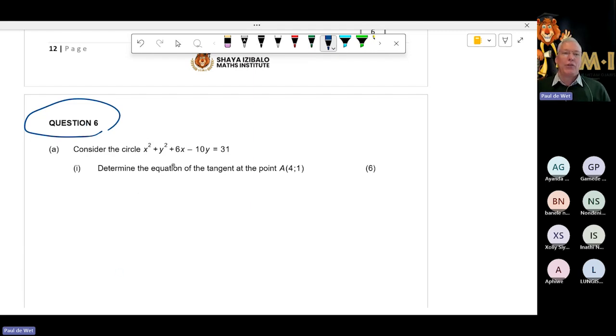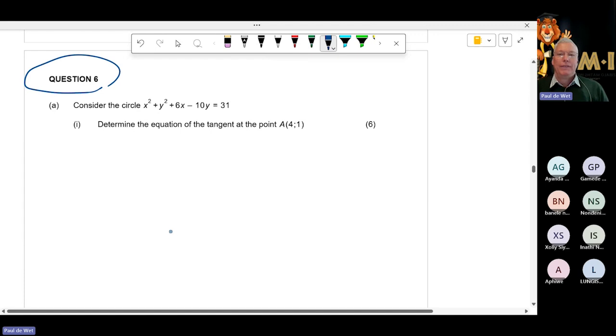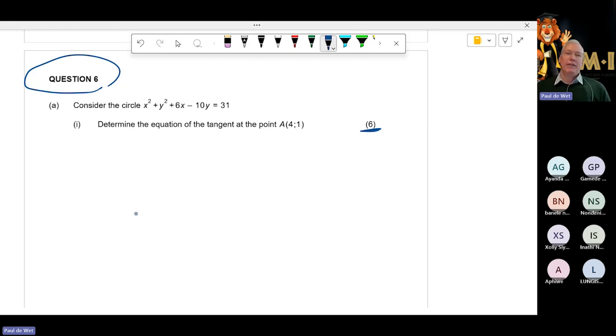I want everyone to try this question. It's 6 marks. It's quite a lot to be done. The worst thing you can do is to do nothing. If you do nothing, you're going to get nothing. Even if you just think, I'm going to try something.